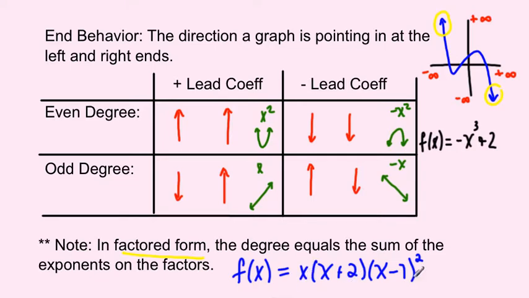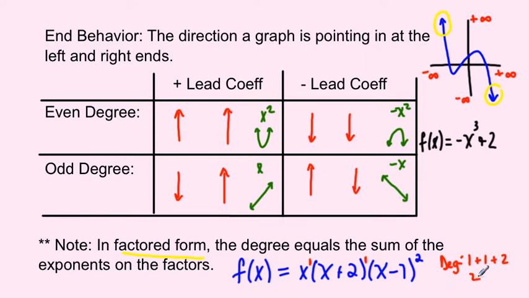When I'm in factored form, the question is how do I figure out the degree? I can multiply it all into standard form, which would be really time-consuming and unnecessary, or I can add the degrees of each of the factors. So if I look here, I have 1, 1, and 2. So this is degree 1 plus 1 plus 2.